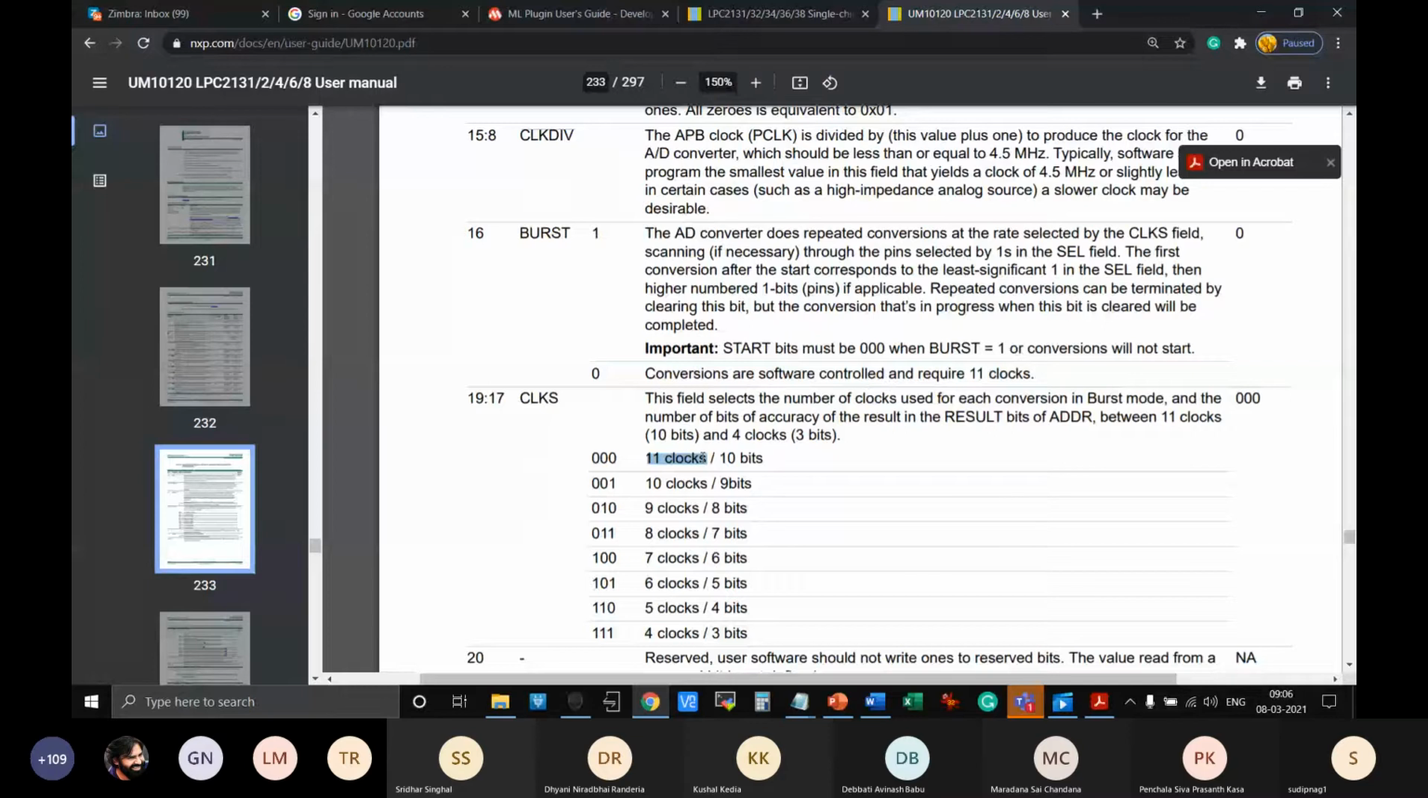Now you have to see this: 11 clocks per 10 bits versus 4 clocks per 3 bits. So this indicates that there are different accuracy levels which are possible to be selected. You can select different accuracy levels for the ADC. The core idea here is, if you spend more clocks per conversion, your result is more accurate. Accurate means you have less distortion in the converted data.